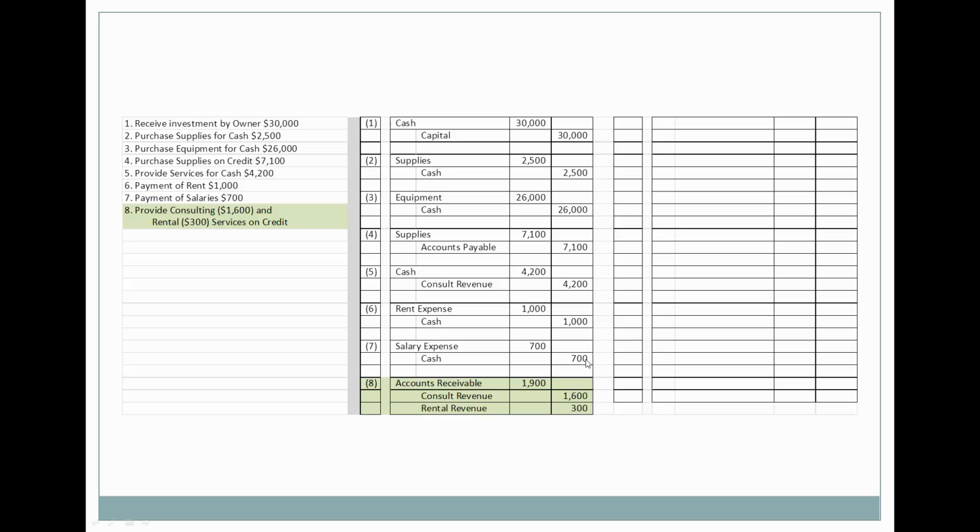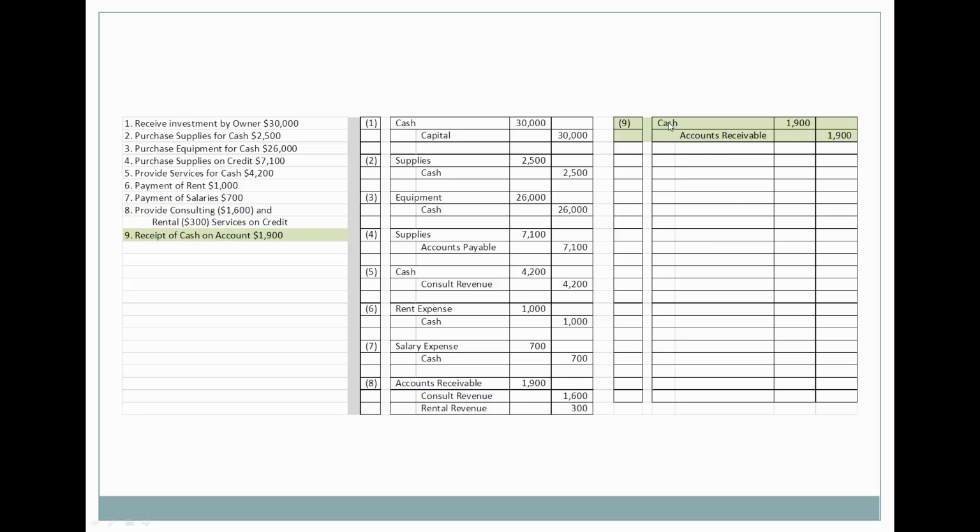We're going to provide consulting services and also provide a rental to the same client, and it's going to be on credit, so they're not giving us cash, so we'll have an accounts receivable associated with this, which is a promise to pay. So accounts receivable is an asset, so it is increasing with the debit. Revenues are increasing, so they'll be increasing with the credit.